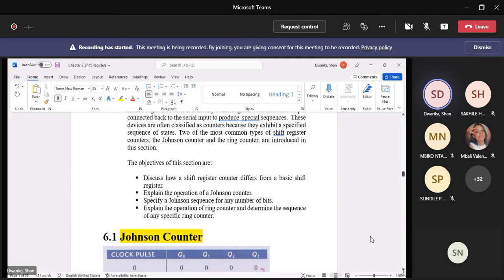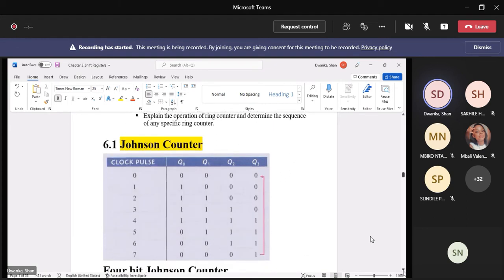Okay, so we discuss how a shift register counter differs from a basic shift register. We explain the operation of a Johnson counter. We specify a Johnson sequence for any number of bits. We explain the operation of a ring counter and determine the sequence of any specific ring counter.